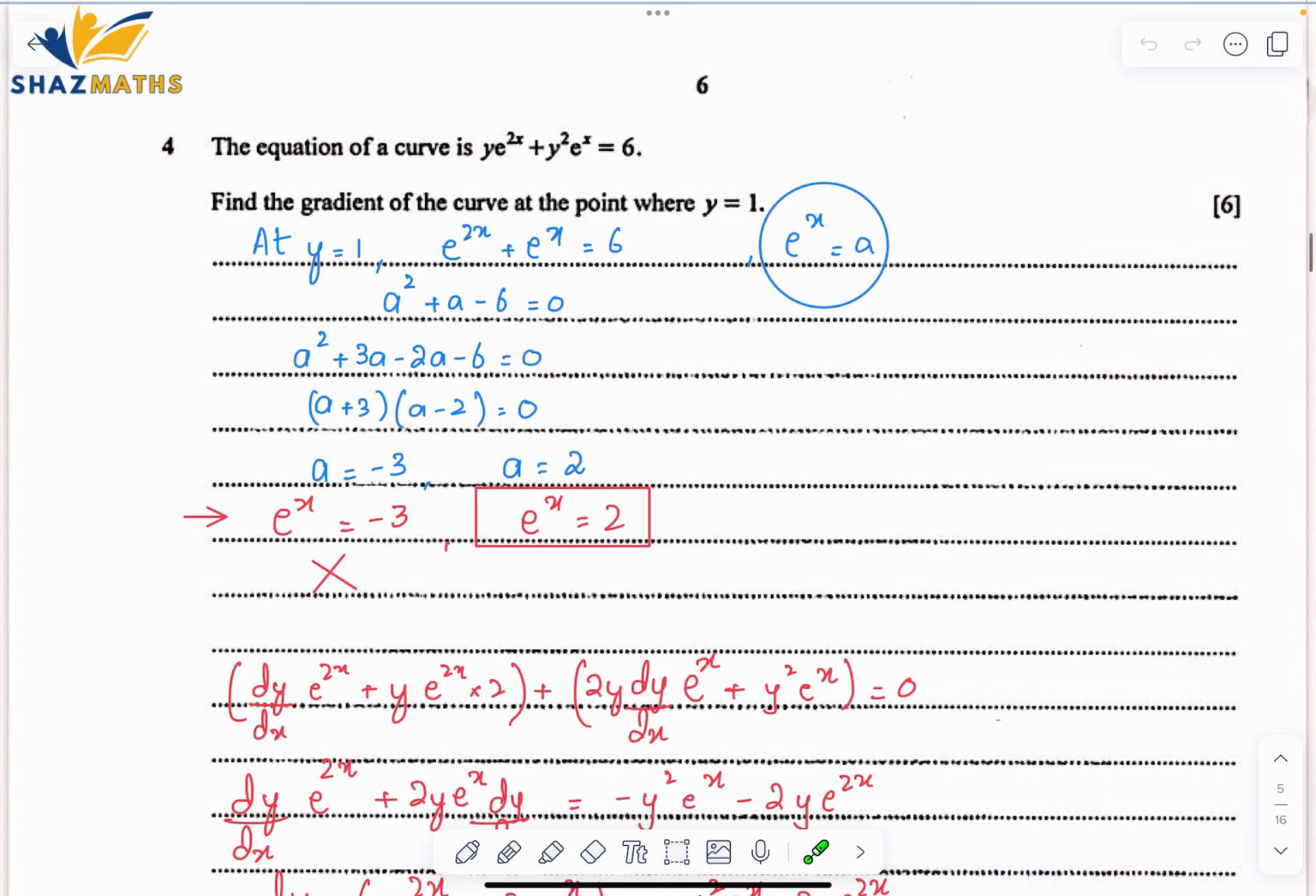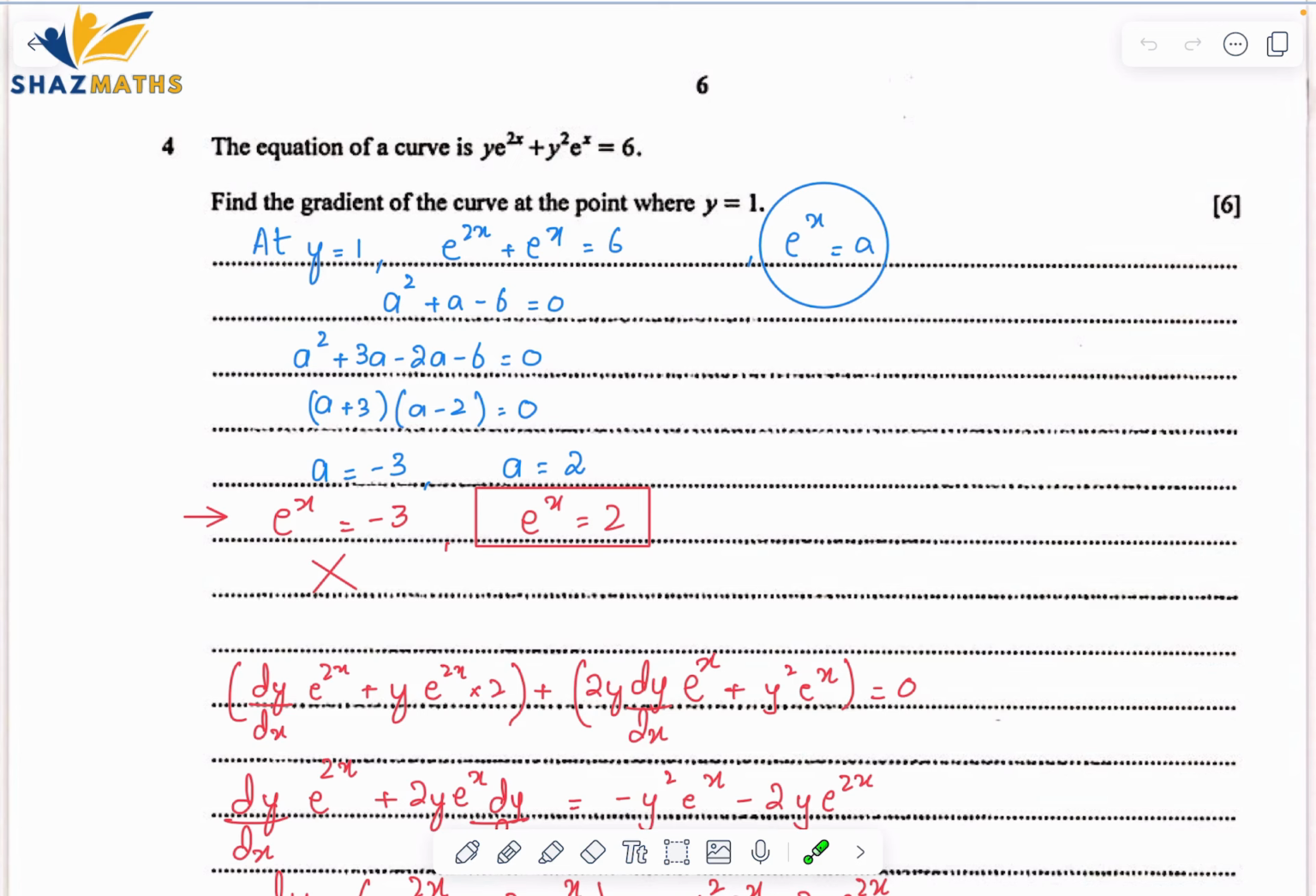Question number 4. The equation of a curve is y e to the power 2x plus y squared e to the power x equals 6. Find the gradient of the curve at the point where y equals 1. So we'll be needing the x coordinate as well. First we'll put the value of y as 1 in the original equation. This will become e to the power 2x plus e to the power x equals 6.